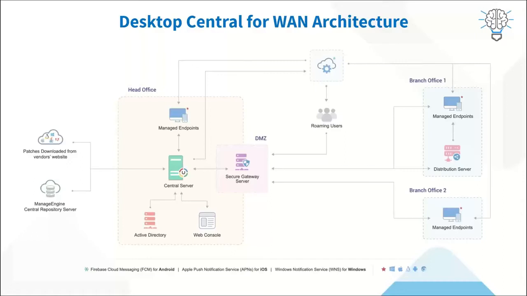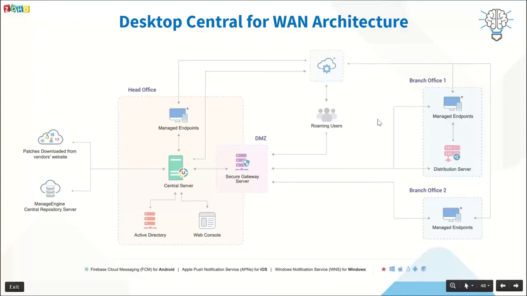When you have a distribution server in place, it will communicate with your Desktop Central server and replicate all your patch and package details for applications, and internally, your remote office agents will just have to download them from your distribution server.